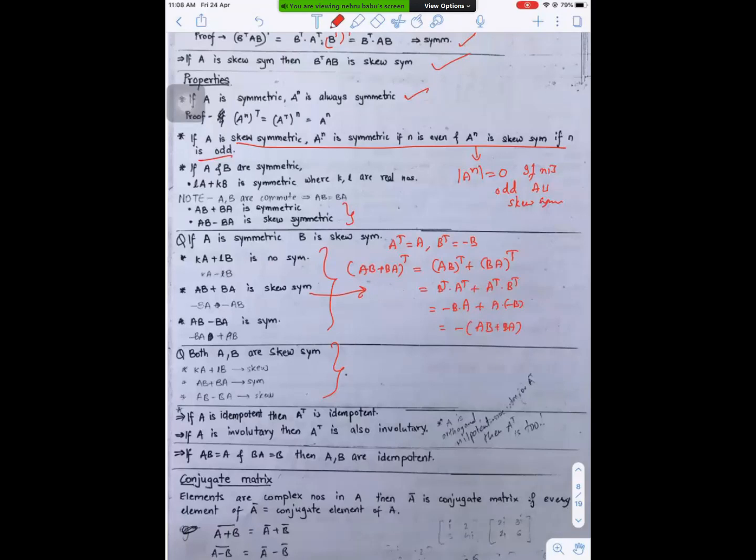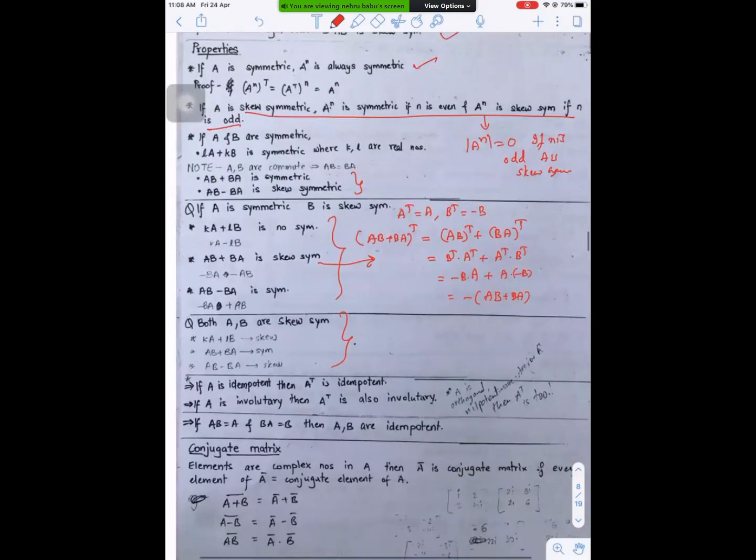So all these questions have the same technique. So like this, they can ask anything. Here, if you see, in class we discussed all possibilities: A, B are symmetric, A, B both are skew symmetric, and A symmetric, B skew symmetric. Like all these things we discussed.